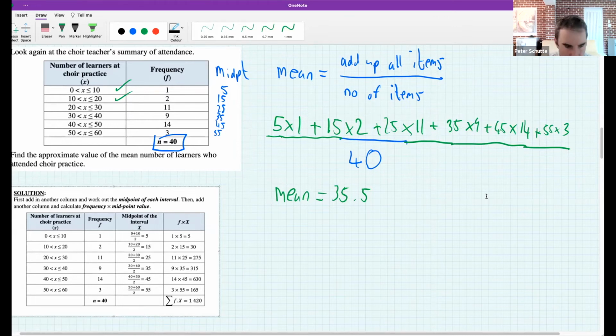Okay, what we need, guys, is a brain break. Before we go to that, all we've looked at so far today is the modal interval, the median interval, and now the estimated mean. And those are the 3 things that we're really going to just do today.